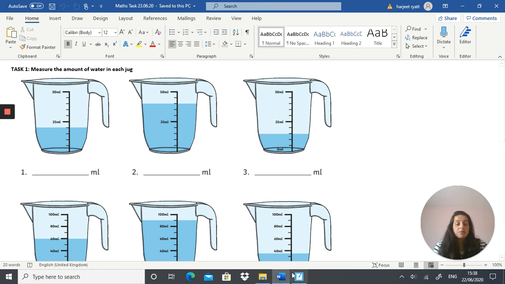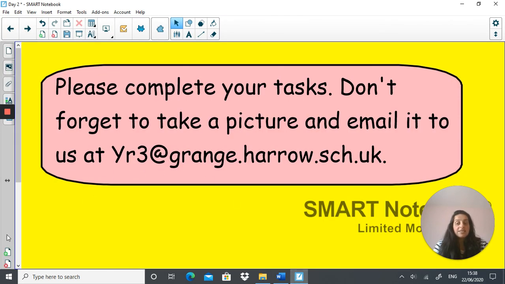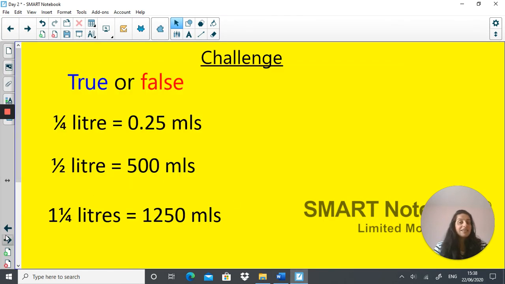So going back to our smartboard, fancy a challenge? Here it is. So challenge, true or false: 1/4 of a litre is equal to 0.25 millilitres, half a litre is equal to 500 millilitres, and 1 1/4 litres is equal to 1,250 millilitres. Which of those statements are true and which of those statements are false?